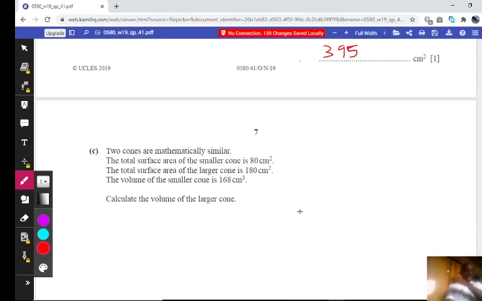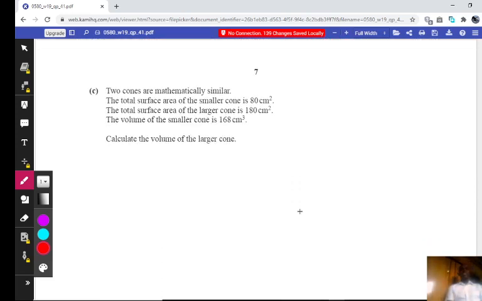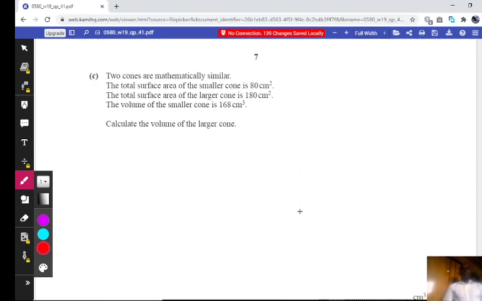Now moving on to the next question. Part C. It's saying two cones are mathematically similar. The total surface area of the smaller cone is 80 square centimeters. The total surface area of the larger cone is 180. The volume of the smaller cone is 168. Then calculate the volume of the larger cone.